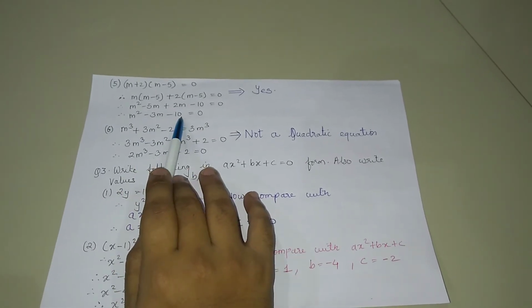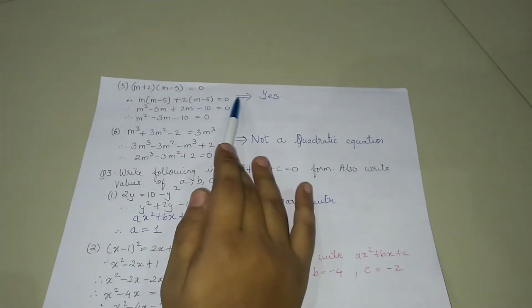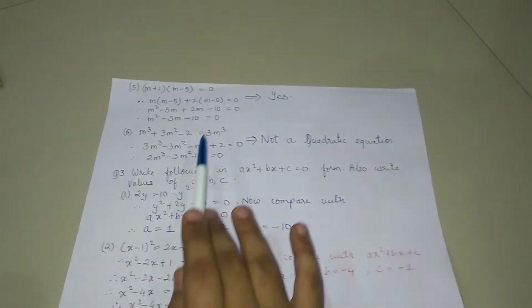So this equation is having only one variable m, yes. Highest power is 2, yes. So this equation is a quadratic equation.